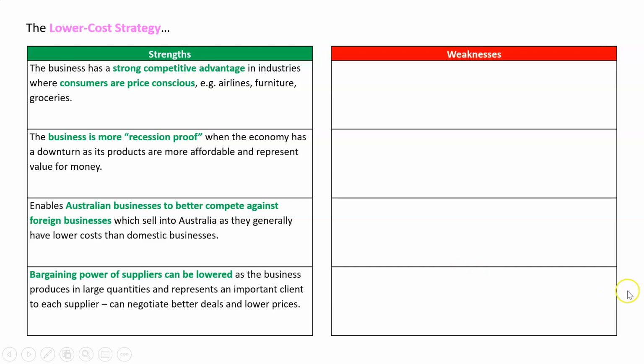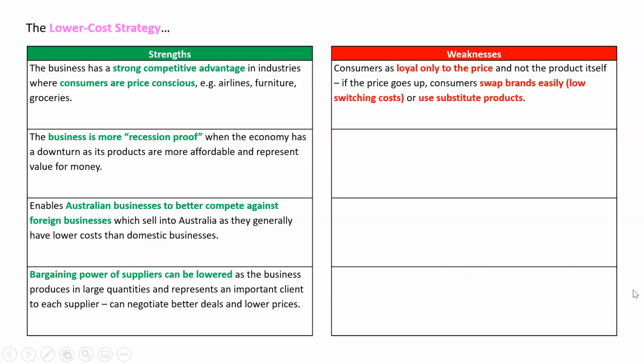However, there are some real clear weaknesses with this strategy. When people are only buying on price, like a $5 plain white t-shirt at Kmart, someone's buying that because it's $5. They can buy it anywhere else for $5. It's the same thing. They will swap brands easily. There's what Porter calls low switching costs, or they may use a slightly different substitute product. If people are only loyal to the price, they'll buy your product from someone else if they sell it cheaper. There's no brand loyalty.